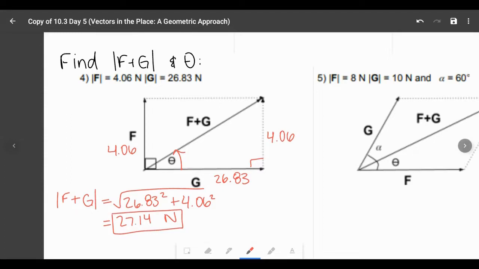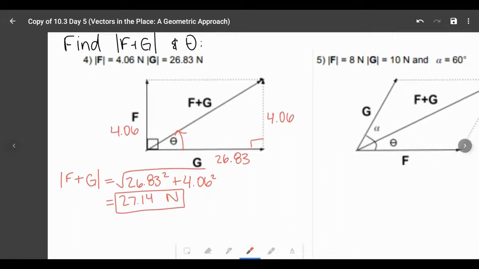Now when I'm looking for theta, looking at this, again, we have a right triangle, so let's go ahead and use trigonometry. I can set up that the tan of theta should be equal to 4.06 over 26.83. And so when I take the arctangent of that fraction, we should get that theta is approximately 8.6 degrees.